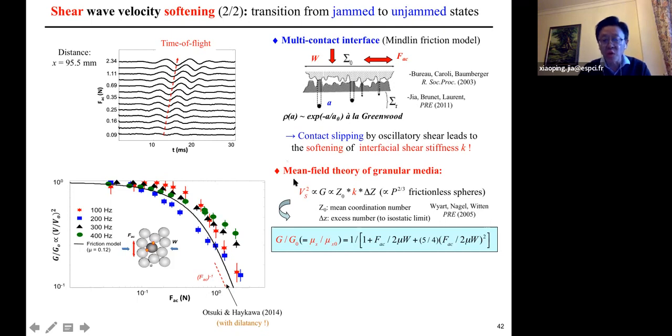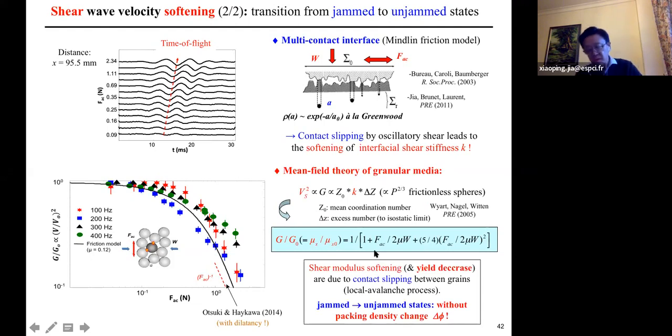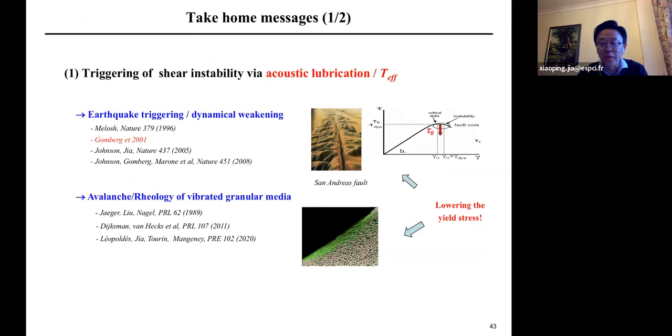Now, if we generalize these ideas to 3D granular packing, where the asperities are replaced by our grain contacts, we can of course expect a softening of the shear modulus. So it's precisely what we have observed. So, in conclusion, I think it's probably the moment to stop here.